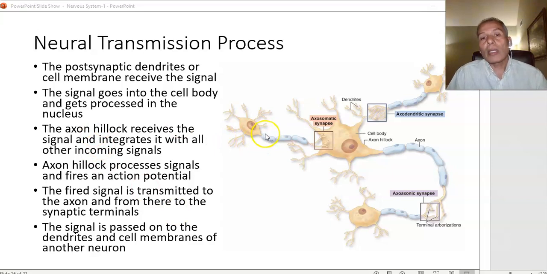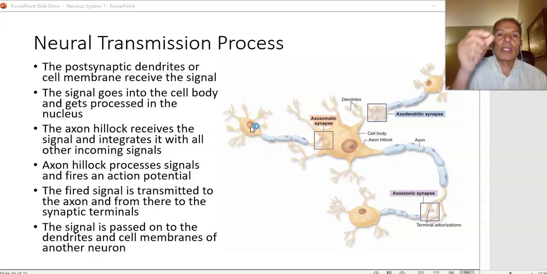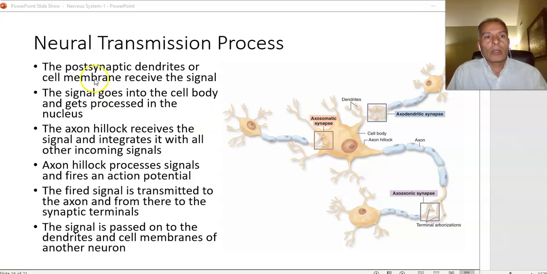So again, the neurotransmission process basically means a description of the steps that the signal takes to go from one point to the other, from point A to point Z. First, we'll begin from the postsynaptic neuron. That is the neuron that is going to be receiving a signal.